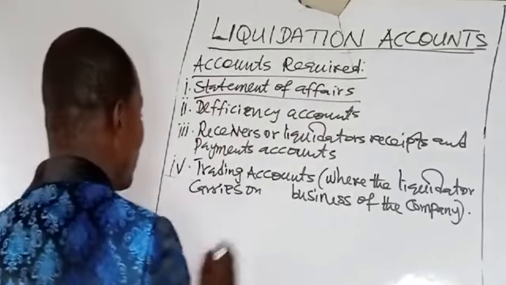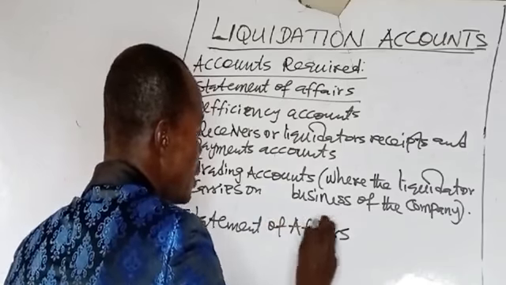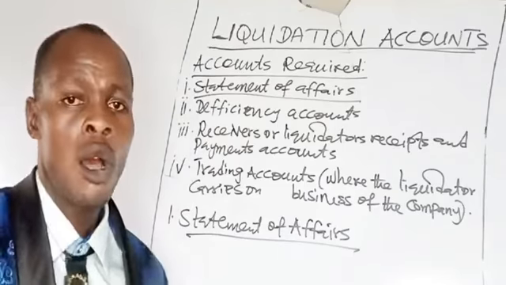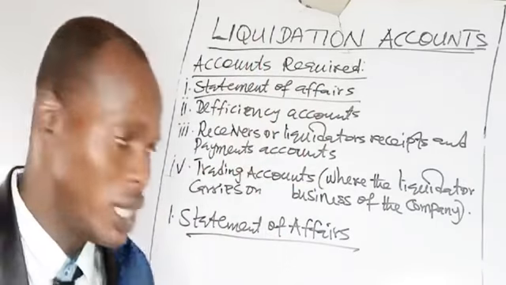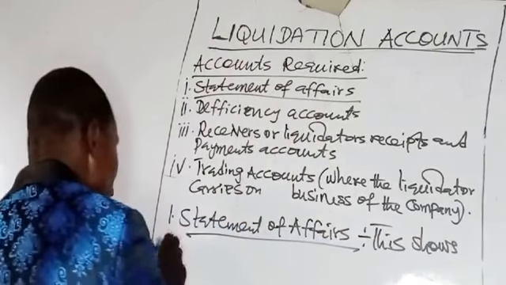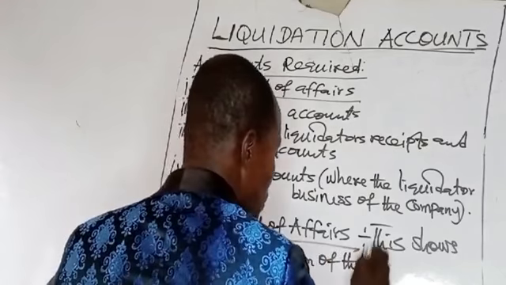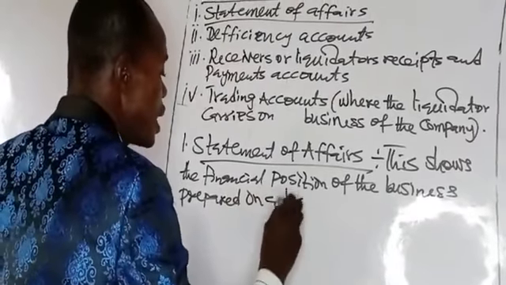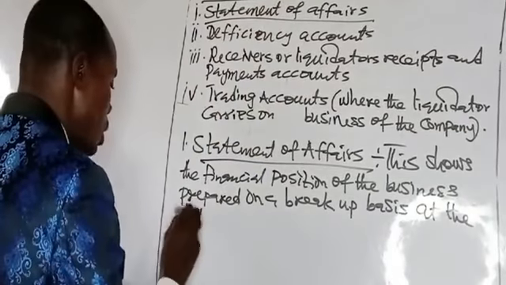So I want to start with number one, statement of affairs. Statement of affairs in liquidation. This shows the financial position of the business prepared on a break-up basis at the date of liquidation.